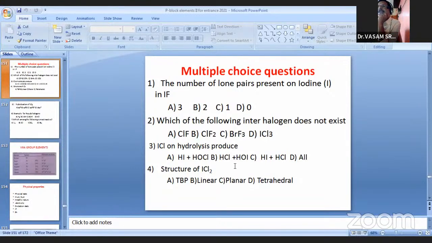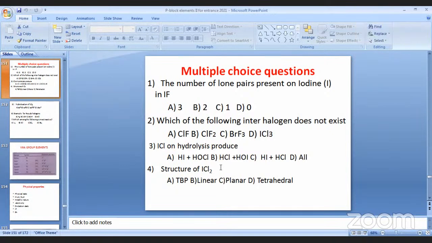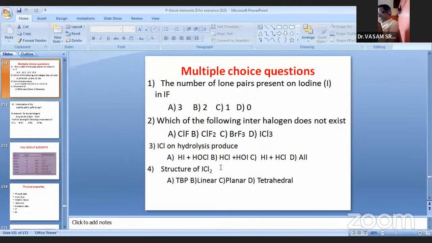ICl on hydrolysis produces dash. HCl, B. I told you earlier, HCl. Earlier I said that the more electronegative element gives hydro acids and the less electronegative element gives oxy acids. So in ICl, chlorine being more electronegative gives hydro acid, HCl, and iodine, being less electronegative, gives oxy acid, HOI. So therefore the right answer is B.